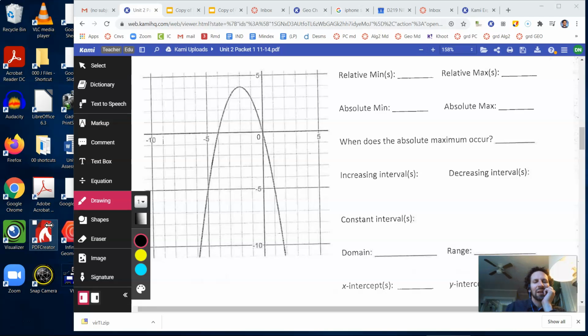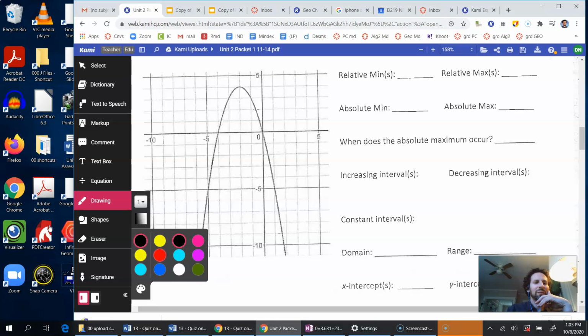Okay, everyone. Here we're going to look at a couple problems where we have to identify the relative mins and maxes and describe the intervals of increasing and decreasing. I'm going to go through this kind of quickly because we did this in class, so I just want to give you some example problems and their solutions.